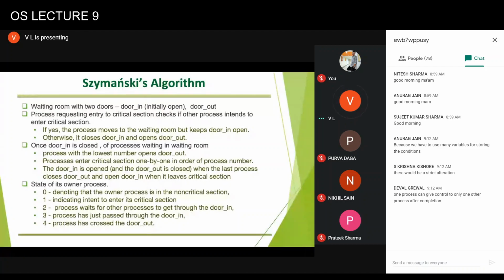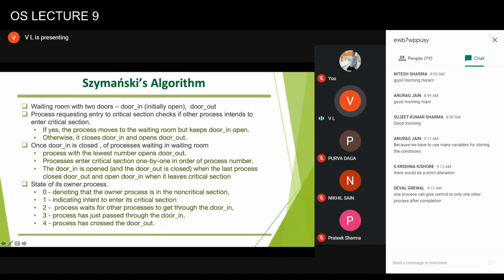Now all the processes which are in the waiting room will get to the critical section one by one in the increasing order of their process identity. They will execute the critical section, and the last process will close the outgoing gate, but will open the incoming gate so that the process can start over again.